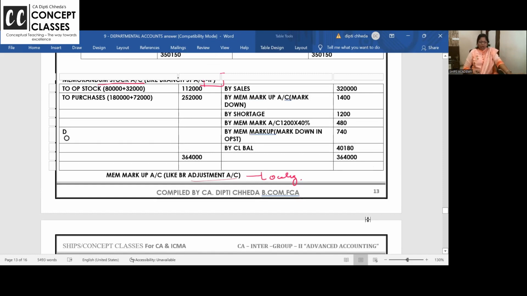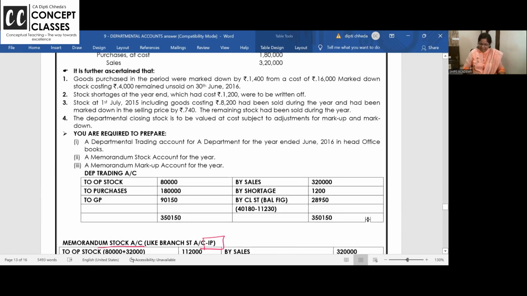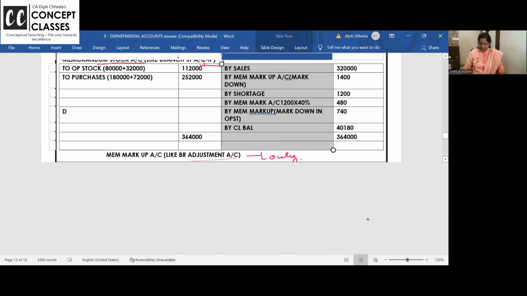So memorandum stock or markup account will give you the profit also. Chalo, let us begin quickly. ये देखो.